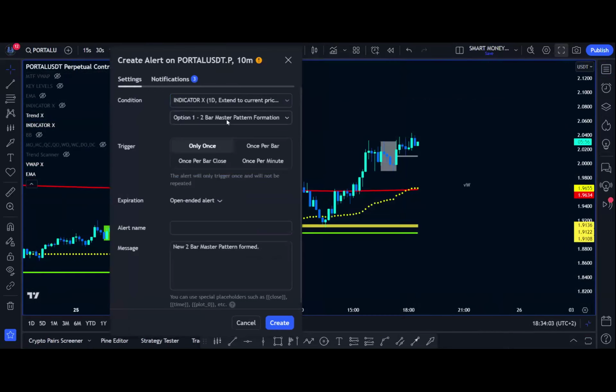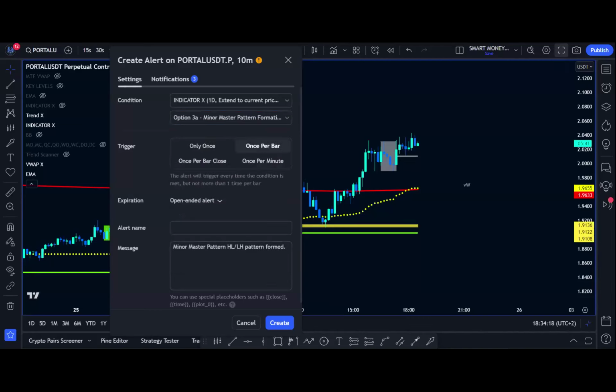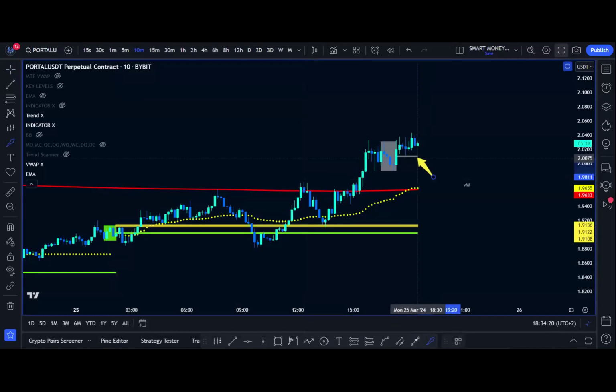Here we've got quite a few different alerts. So the one you would look for is, I would go here for number 3A, which is the multi-bar, a minor master pattern formation. So the minors happen first. They happen first, and these are the gray ones. So what you see right here is a minor master pattern formation.